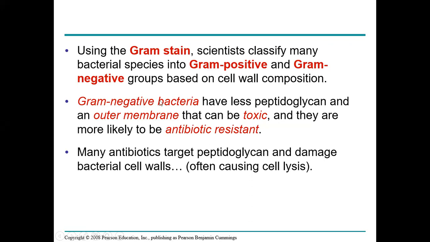In the case of gram-negative bacteria, they will have less peptidoglycan and an outer membrane that can be toxic, and they are more likely to be antibiotic resistant. So gram-negative bacteria are antibiotic resistant bacteria. Many antibiotics target peptidoglycan and damage bacterial cell walls.